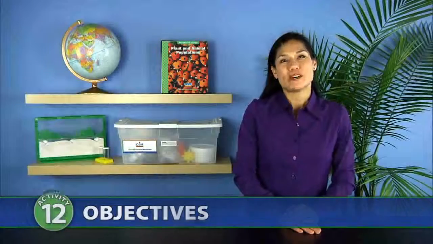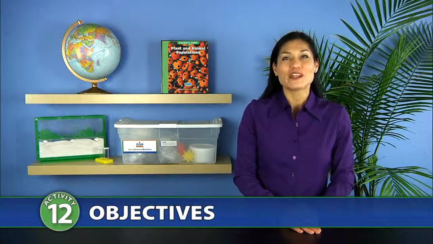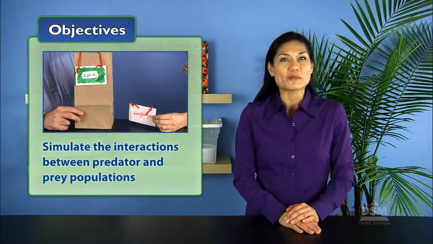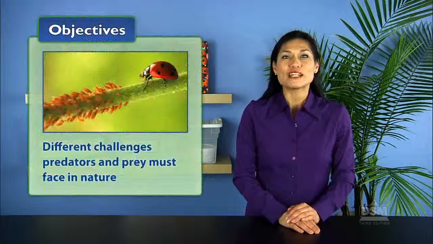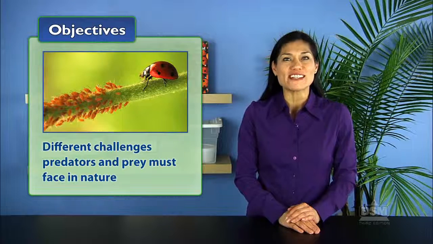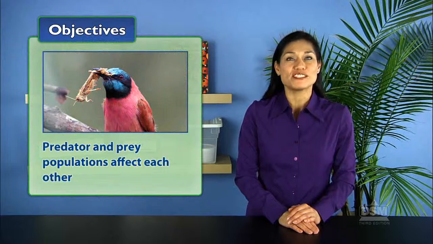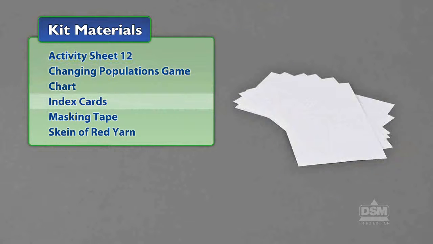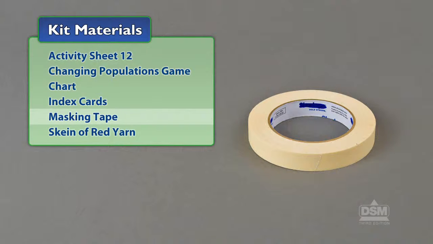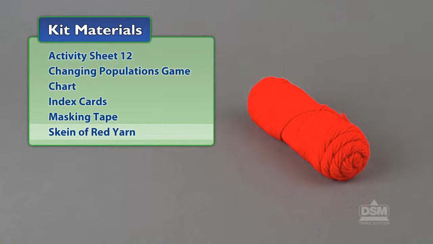In Activity 12, the Changing Populations game, students simulate the interactions between predator and prey populations. They discuss the different challenges predators and prey must face in nature, and then discuss how predator and prey populations affect each other. You will need the following materials from the kit: Activity Sheet 12, Changing Populations Game Chart, Index Cards, Masking Tape, and Skein of Red Yarn.